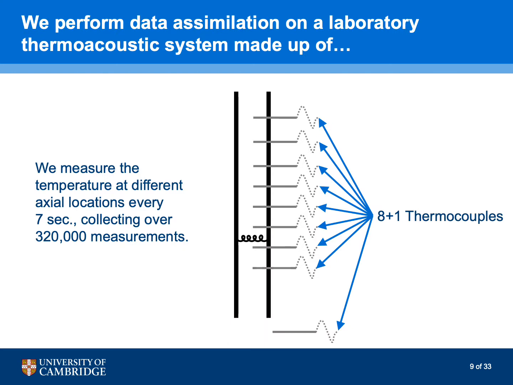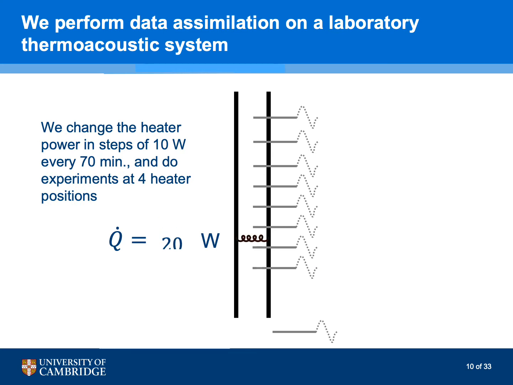For our experiments, in addition to the heater, we use 8 thermocouples to measure the centerline temperature and a thermocouple to measure the ambient temperature. Simultaneous measurements are taken every 7 seconds, and by automating the rig, we managed to collect several hundred thousands of data. In our experiment, we changed the heater power in steps of 10 watts, going from 10 watts to 180 watts, and we investigate 4 different heater positions.